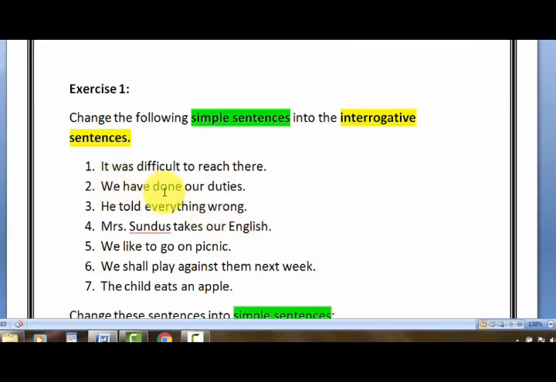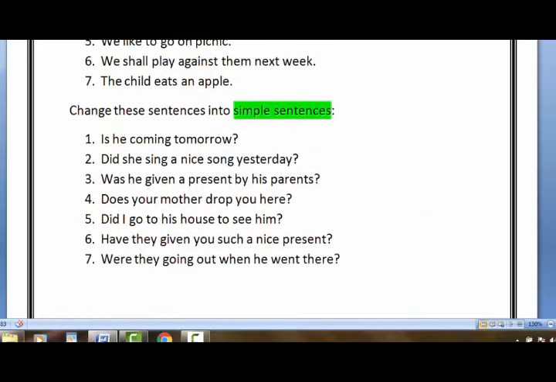So you can see here, it was a difficult reach there. Number two, we have done our duties. I told everything wrong. Miss Sundu's texts are English. We like to go on a picnic. We shall play against them next week. The children eat apple.